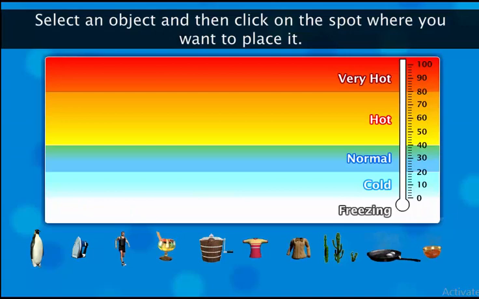Here are some objects having different temperatures. Can you arrange them next to the thermometer according to their temperature? For example, this steam iron should be placed right on top, close to the 100 degrees Celsius mark. Now place the rest of the objects.